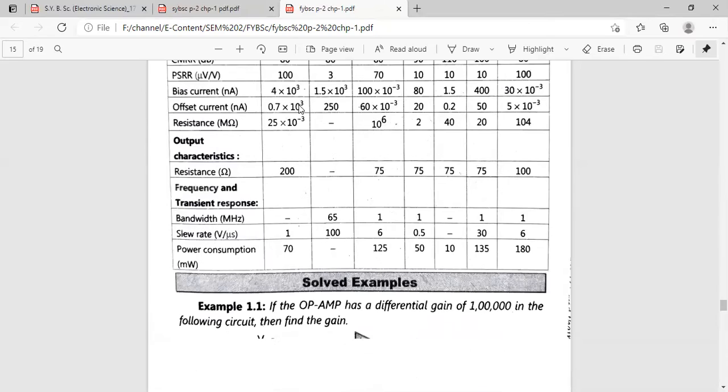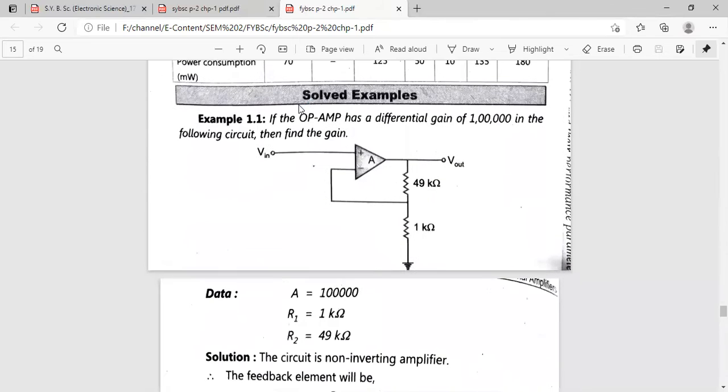With this we are done with the chapter. Here I'm explaining some solved examples from the textbook. In the exam, if they ask you MCQ questions or numerical problems, you should be able to answer those questions, because here I'm going to take the solved examples from the first chapter, that is, operational amplifier.